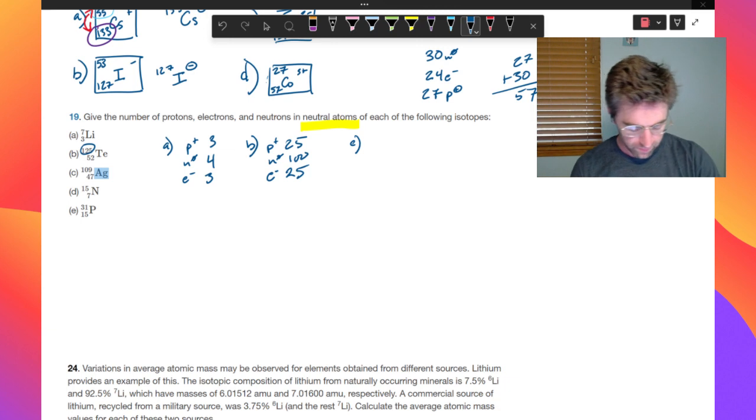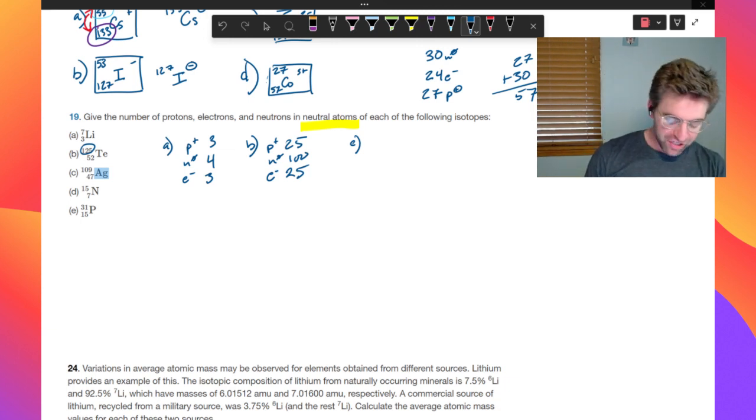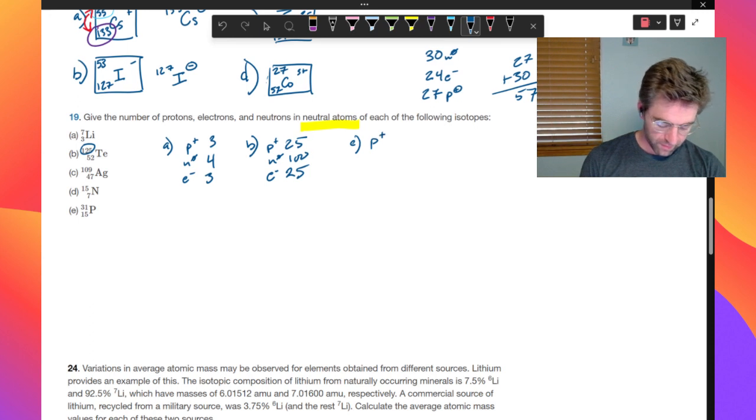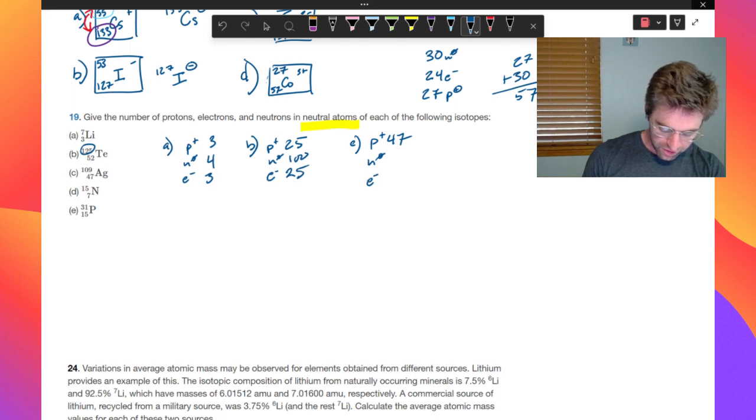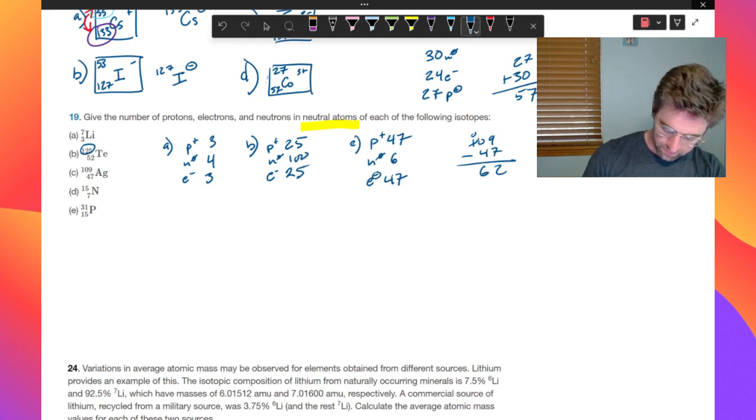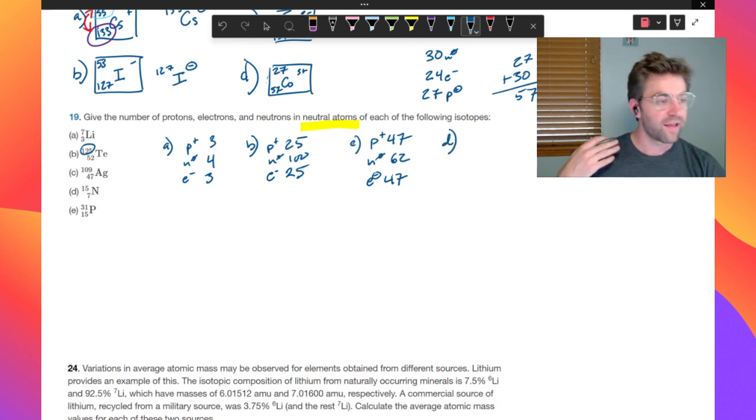See, we've got Ag. Ag is silver, which is a little bit weird. Makes sense if you know the Latin, I think. We're given 47 protons. It's neutral, so we know we've got to have 47 electrons. And a mass number of 109 minus 47 gives us 62. And so on and so forth.